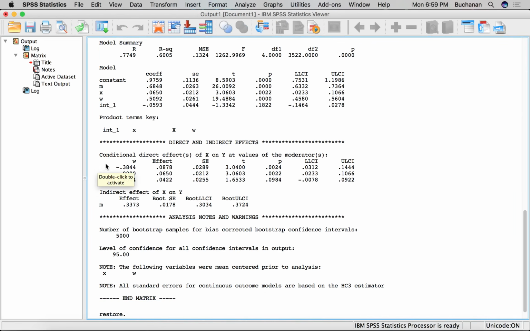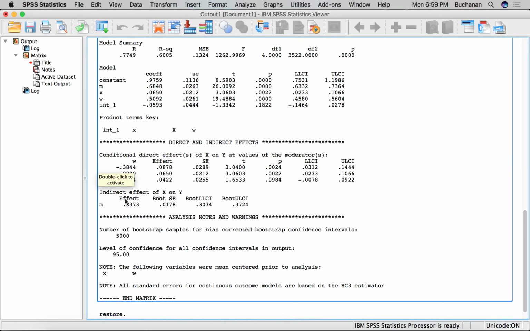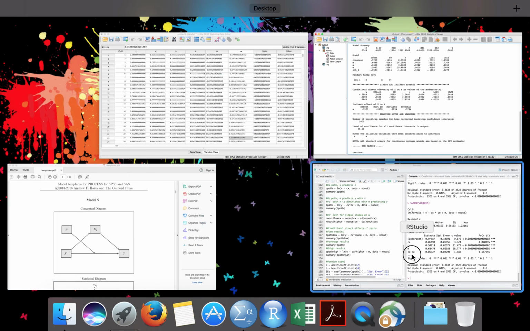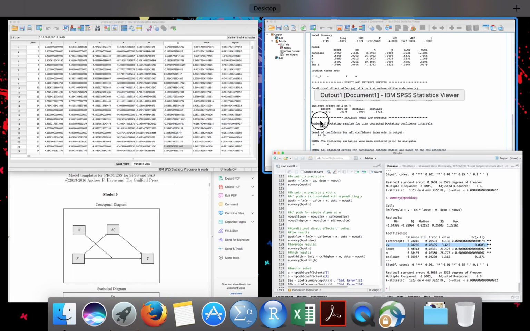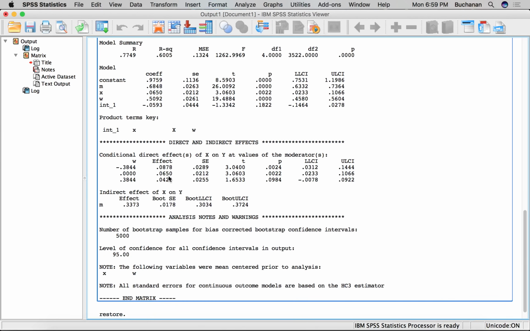Now, it's going to give us the conditional direct effects of X on Y. So this is each little C prime path given at different levels of W. And you'll see that at the low level of W, which is this negative 0.384, I got 0.0878, which was our summary of the low path, 0.087. It would be 8 if I rounded up to 4 decimals. Our average level, which is 0.6065, which we've already seen here, and our high, which is 0.04. So this matches what we were able to do using mean centering in R.